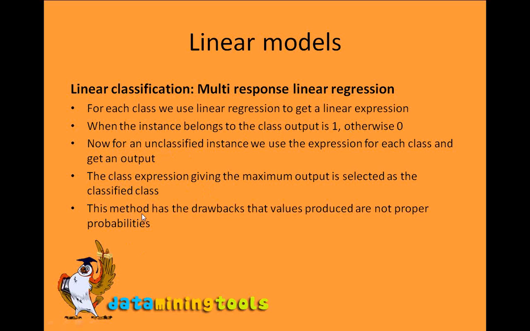Now the problem with this is that the values produced are not proper probabilities. As you can see, we are basically going ahead with the maximum output, and we are not actually getting any kind of probabilities. Probabilities lie in the range 0 to 1, and over here the maximum output which we consider might or might not lie in the range 0 to 1. So we are not getting actual probabilities.